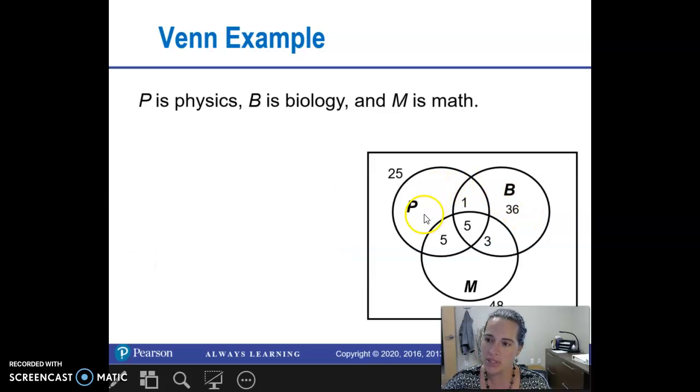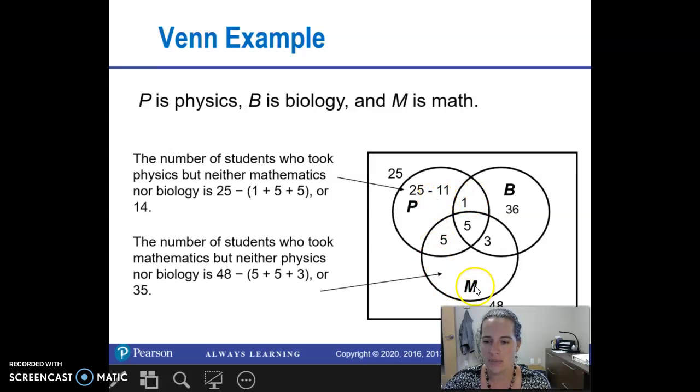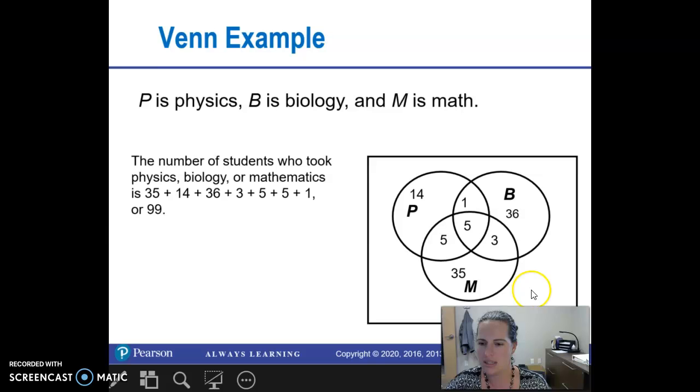We're going to do the same type of thing for the physics and the math. There were 25 in physics, but 5, 10, 11 of them were in other things. And then math is the same way. There were 48, but then 5, 10, 13 took something else. So we're going to do the 48 minus the 13. So that's going to give us numbers like this, right? Okay, so 14 students took physics only. All right, 36 students took biology only.